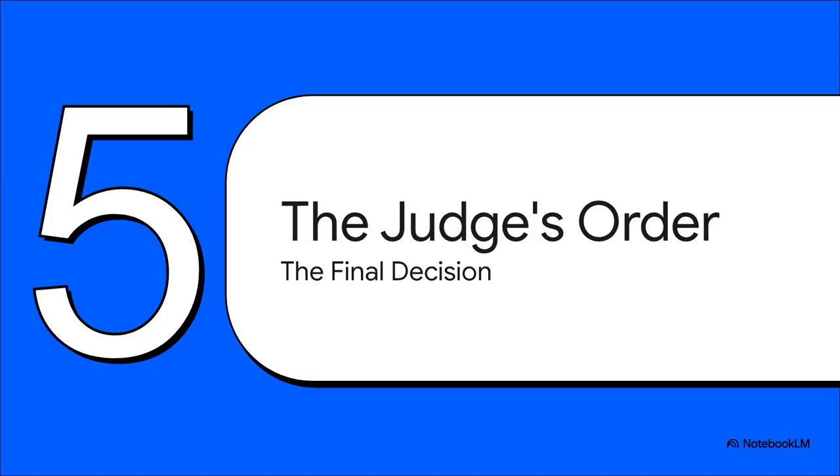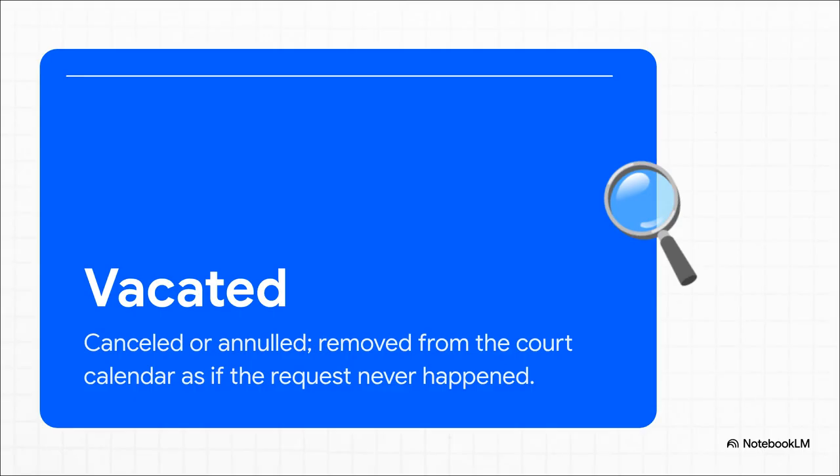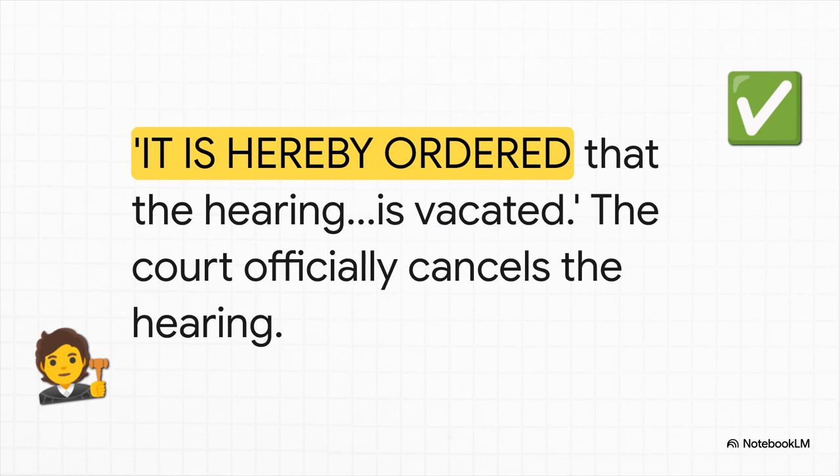Okay, so now that we have all that context, we can finally look at what the judge actually ordered. And it will all make perfect sense. The big, scary legal word here is vacated. But don't worry, in plain English, it just means canceled, wiped off the calendar. It's like the hearing never even existed. And boom, here it is in the order itself. The judge says, it is hereby ordered that the hearing is vacated. This is just the court's official way of saying, yep, we got your request to withdraw, and since it was the wrong procedure anyway, this hearing is officially canceled. It's actually the system working exactly how it's supposed to.